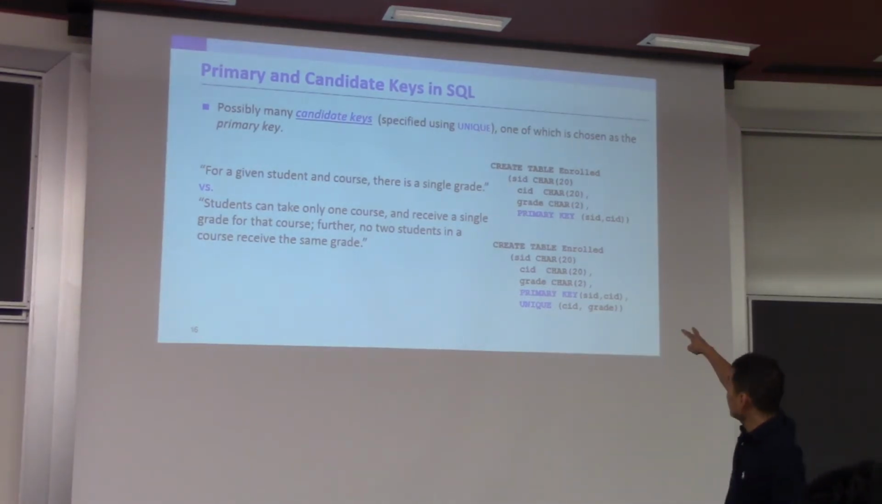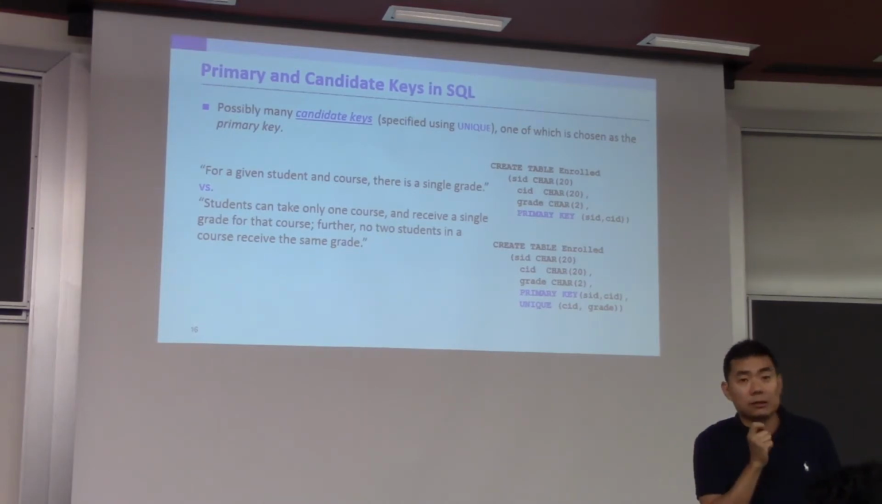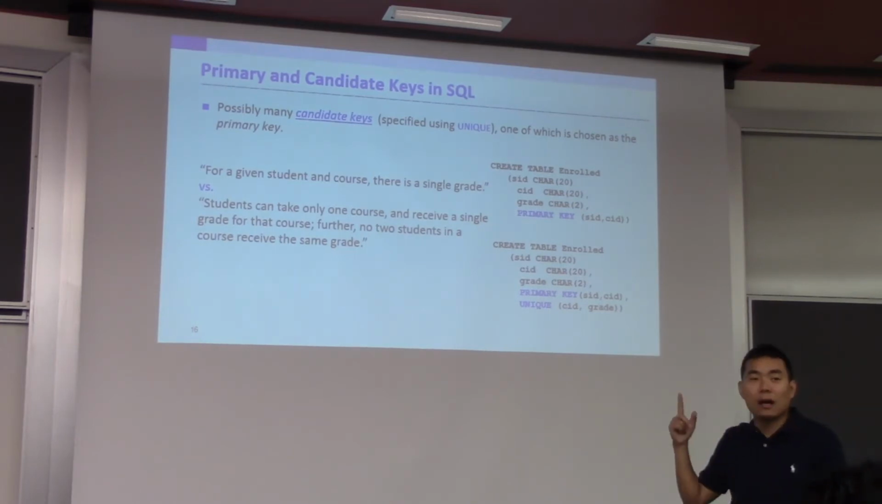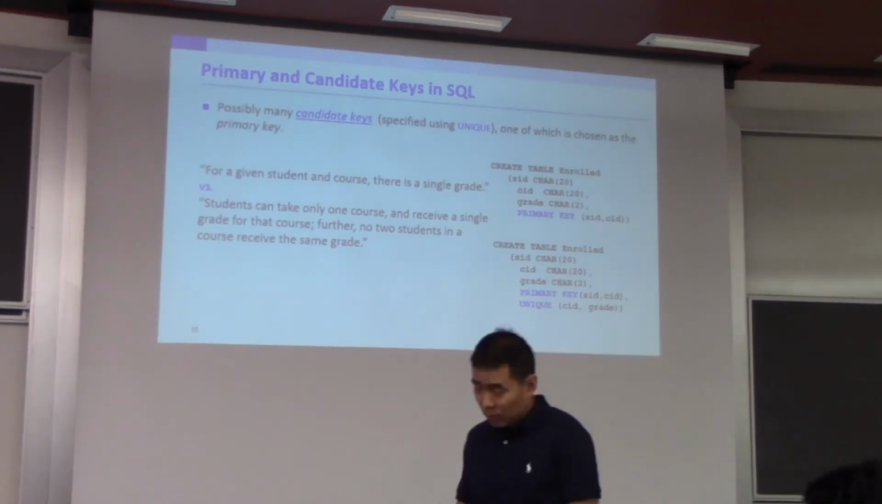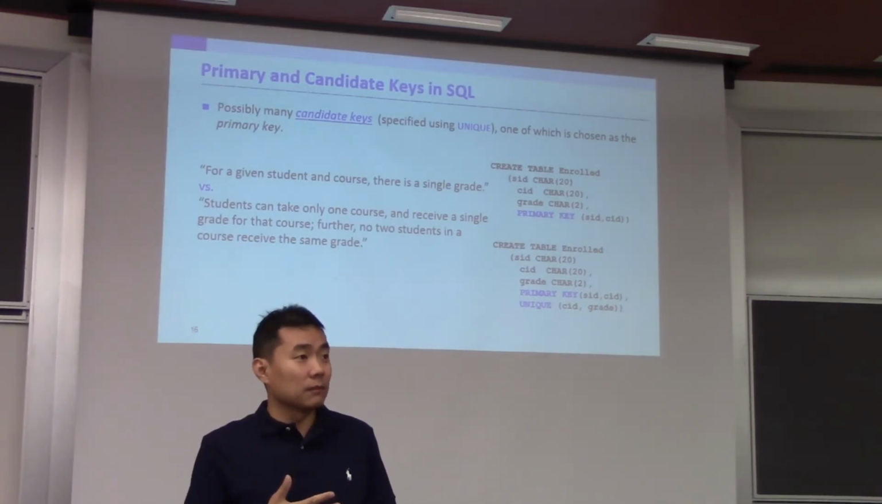For example, if I use SID and course ID as the primary key, what does that actually imply? What's an important semantic being implied by the fact that SID and course ID is the primary key for the enroll table? A student can take the same course only once, meaning you cannot fail a course. If you fail, you are not able to take that course again.